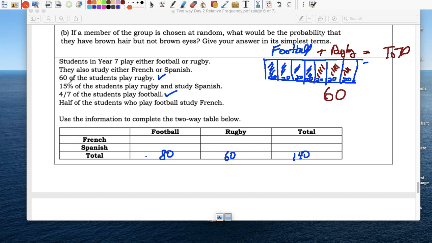I did this. Now I can go back to the previous one. I said 15% of the students play rugby and study Spanish. So I can take 15% of the total students, times 140. So now you can take your calculator and go with 0.15 times 140, and we get 21. So 21 players play rugby and study Spanish. We can put it right here. And if I put it over there, I can find the number of people who play rugby and study French. It would be 60 minus 21, which is 39.